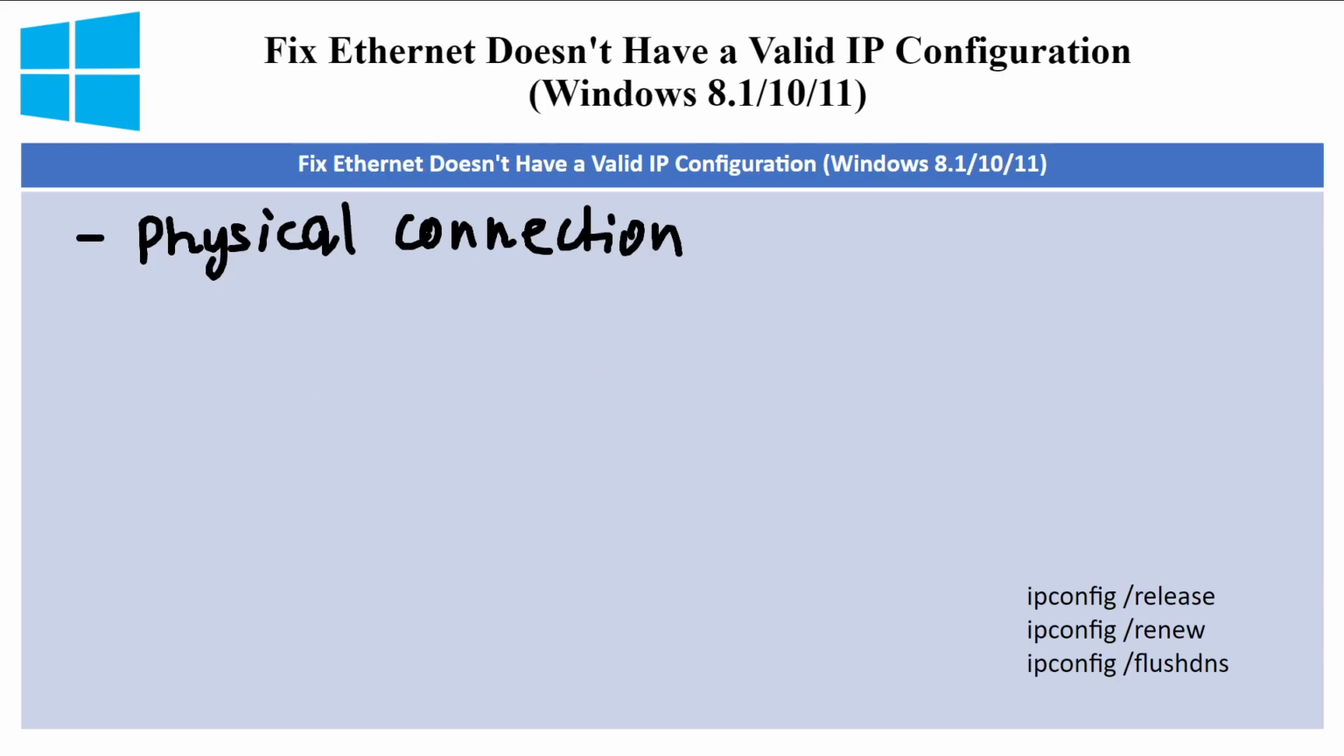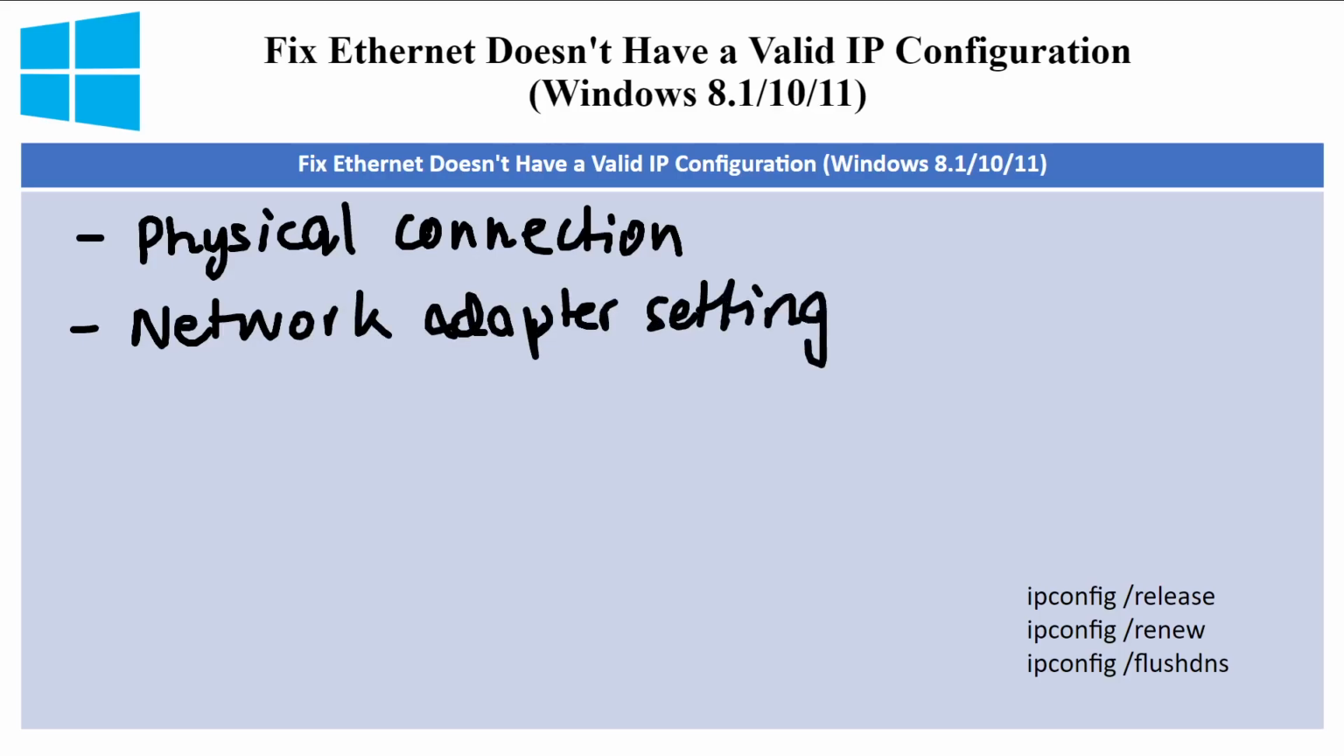The next one is network adapter settings. So go to control panel and then network and internet. From there, go to network connections. Right click on the Ethernet adapter and select properties. Go to the Internet Protocol version 4 tab. Ensure obtain an IP address automatically and obtain DNS server address automatically are selected.